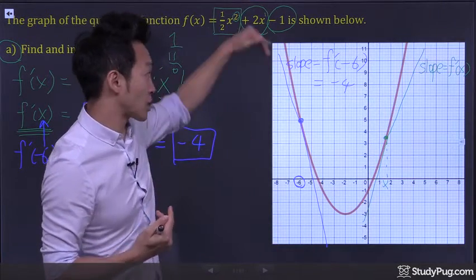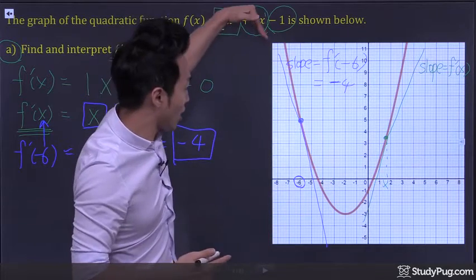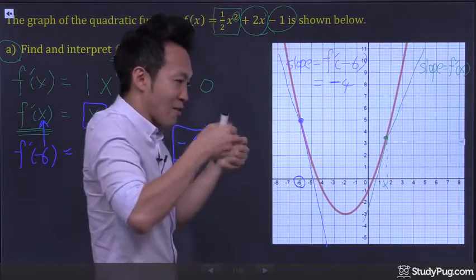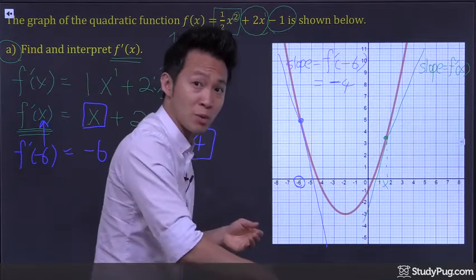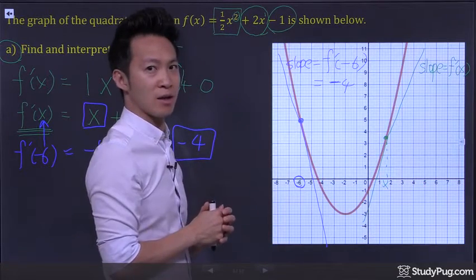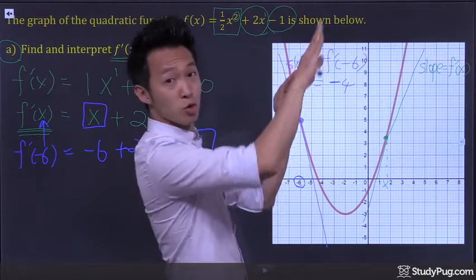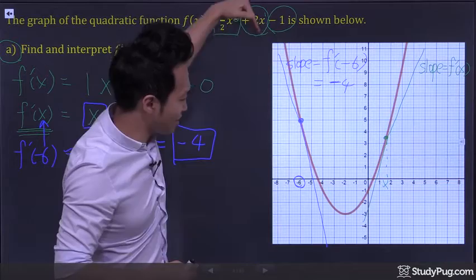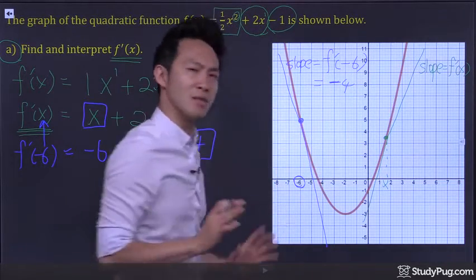Now, we should expect the slope to be negative. Why? Because it's a straight line shooting downwards. It's like you're driving downhill, you describe the slope of that hill to be negative. Now, if you're driving uphill, you describe the slope of that hill to be positive. So in this case, we have a straight line shooting downwards, so we should expect the slope to be negative.